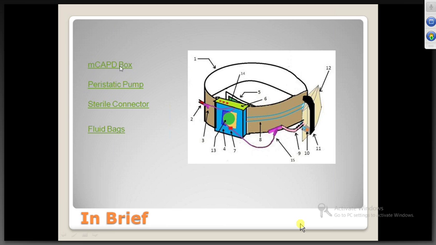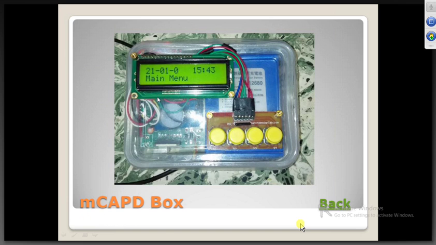So I'll just show you pictures of what is available. So this is a small box prototype. It is in a very crude stage, but nevertheless it can do the job.